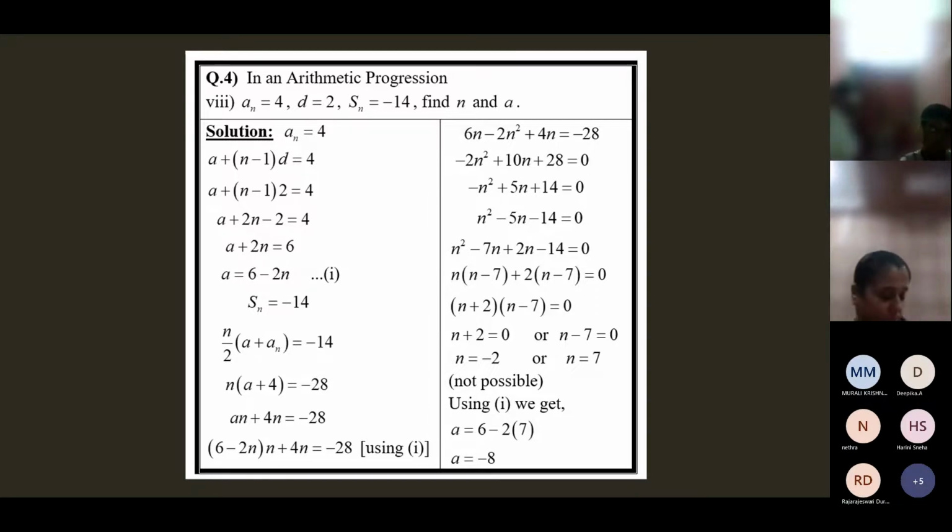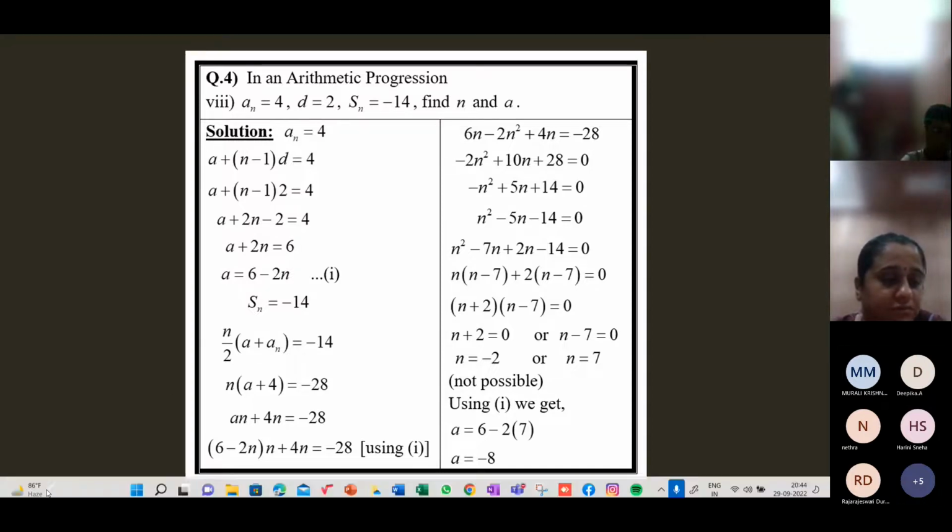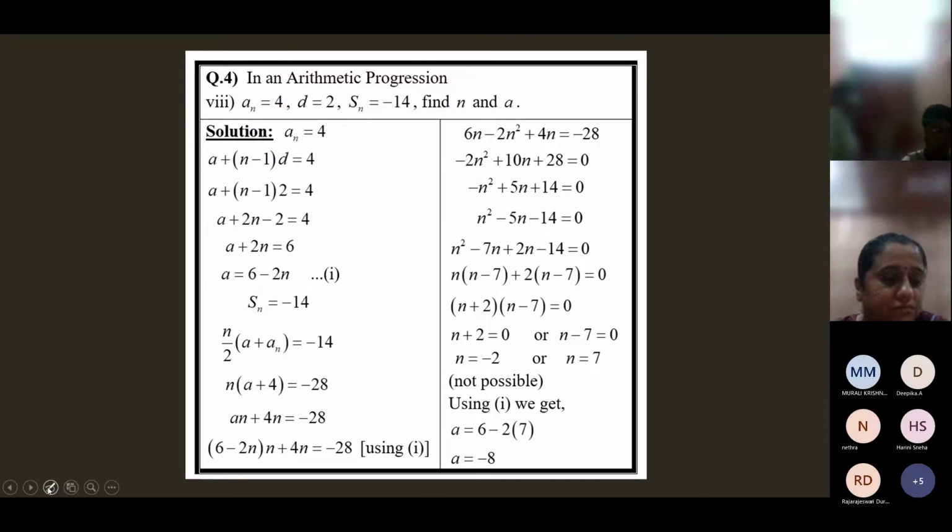Yeah. I think you must have finished by now. So as we were discussing, I started with this one. When you use this formula for Sn, n, a, and an are the unknowns, but we don't know two things here. We only know an is 4. We don't know n and a. So when you multiply, a into n, and n into 4, 4n is equal to minus 28. So you cannot solve this further. Leave this as it is.